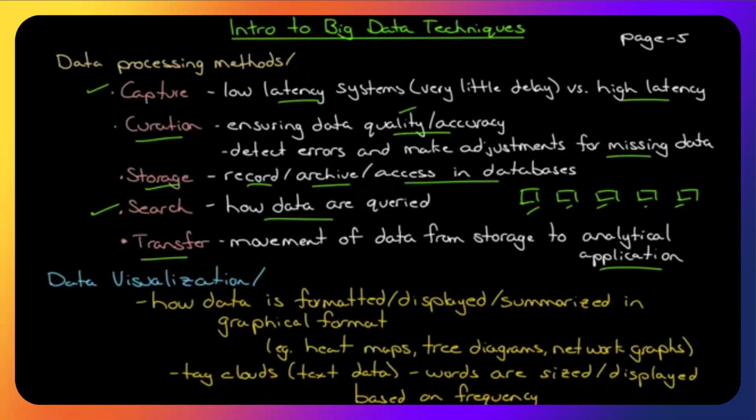Data visualization, how data is formatted, displayed, or summarized in graphical format. So there are heat maps, tree diagrams, network graphs, tag clouds. You may be more familiar with the term word cloud, and this is for text data. Words are sized or displayed based on frequency.